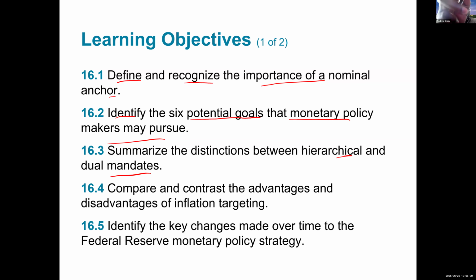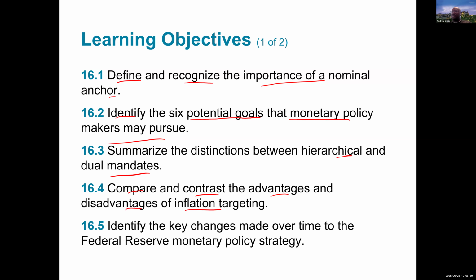And then we shall compare and contrast the advantages and disadvantages of inflation targeting, which is this new monetary policy framework that started from New Zealand in the 1990s, and it has spread to an increasing number of central banks in Europe and emerging markets like Brazil, South Africa, Israel. They're all inflation targeters. But the United States so far has not adopted inflation targeting. We're going to talk about that.